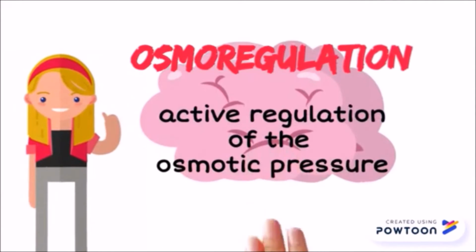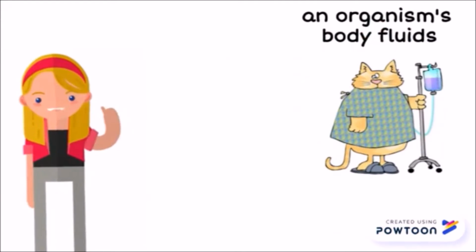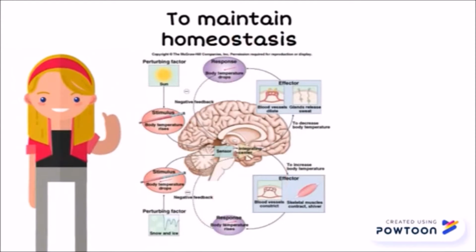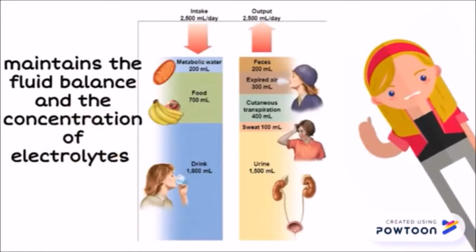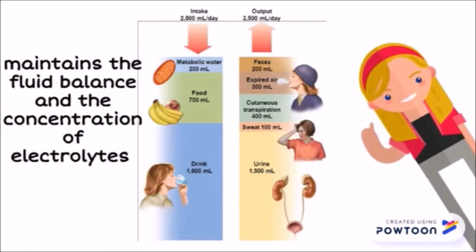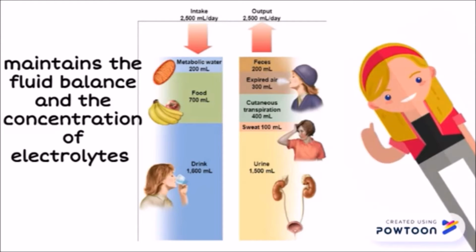Osmoregulation is the active regulation of the osmotic pressure of an organism's body fluids to maintain the homeostasis of the organism's water content. That is, it maintains the fluid balance and the concentration of electrolytes, salts in solution, to keep the fluids from becoming too diluted or too concentrated.